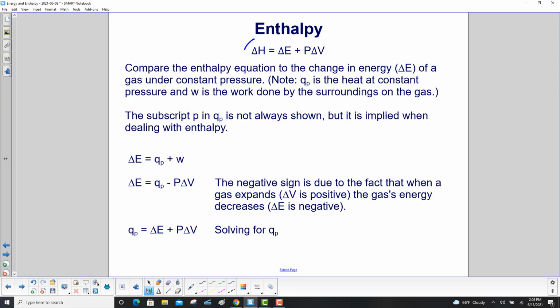Let's now compare the enthalpy equation to the change in energy delta E of a gas under constant pressure. Please note Q sub P is the heat at a constant pressure, and W is the work done by the surroundings on the gas. The subscript P in Q sub P is not always shown, but it is implied when dealing with enthalpy. So here delta E is Q sub P plus work. And then what do we do here? We have a negative sign here. That's due to the fact that when a gas expands, your delta V, your change in volume, is positive. So the gas's energy decreases, which means you get a delta E that is negative. We then rearrange the equation to solve for Q sub P.